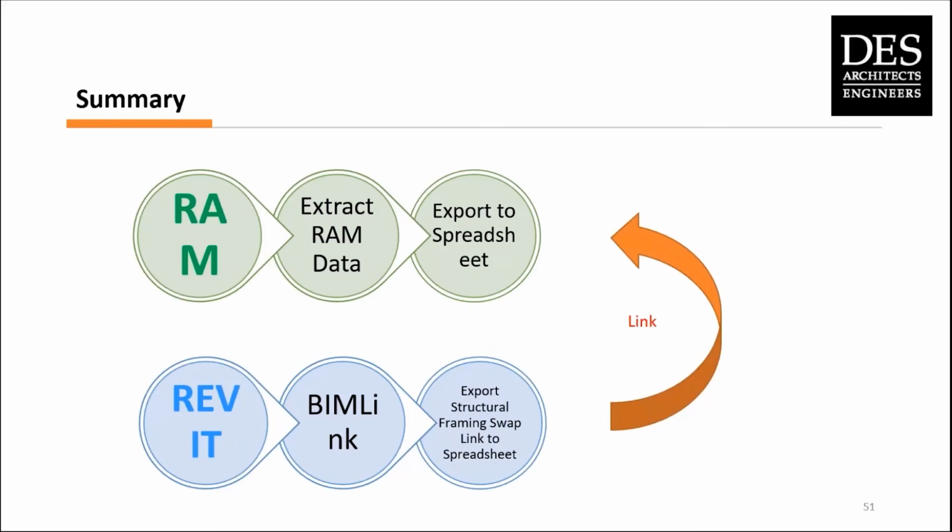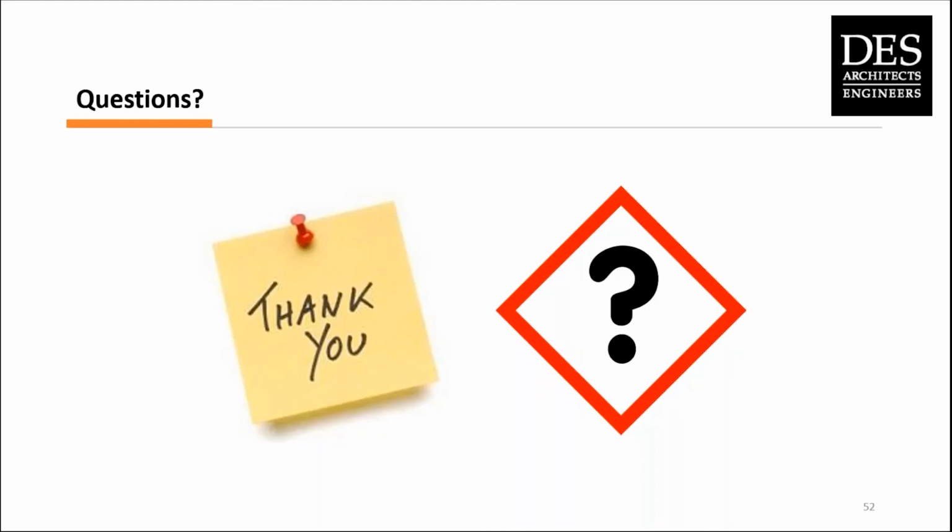So in summary, we export the result from RAM, we extract the information from RAM and put it to a spreadsheet. Same thing, we go to Revit, we go to BIMLink, we export the beam shop link to spreadsheet, and we link it up. And by doing so, it saves us lots of time. I hope this information is helpful and beneficial to your workflow. Please feel free to reach out to me if you have creative ways to improve this process. I'm most interested to explore new ideas.